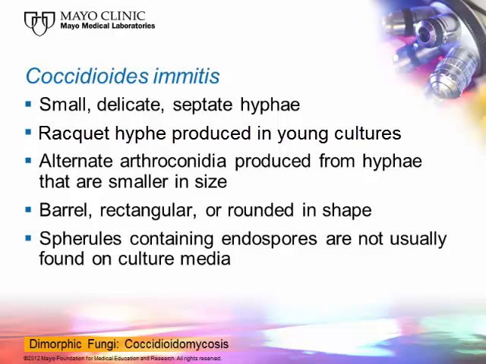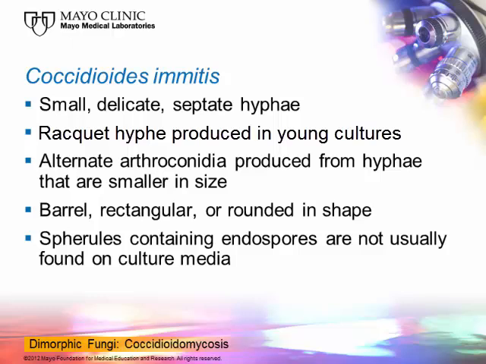What we see, though, that are characteristic for this organism are alternate arthroconidia. The arthroconidia are the jointed spores. They produce an arthroconidium, and then they produce a dead space, which is called a disjunctor cell, and then another arthroconidium, and it just keeps on going. So they're called alternate arthroconidia.